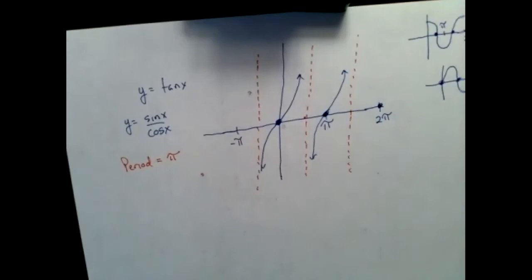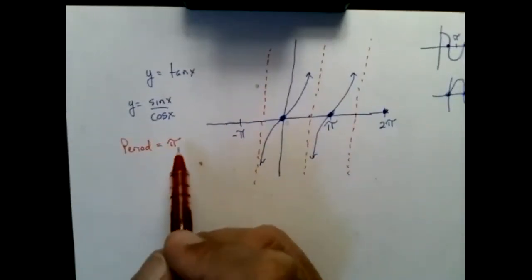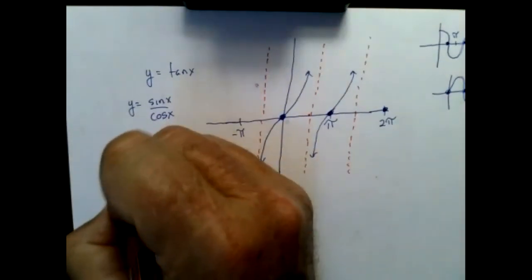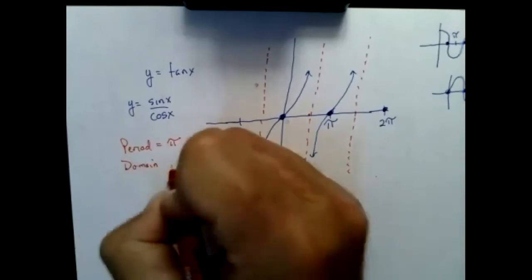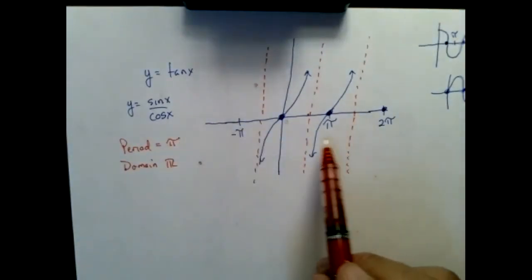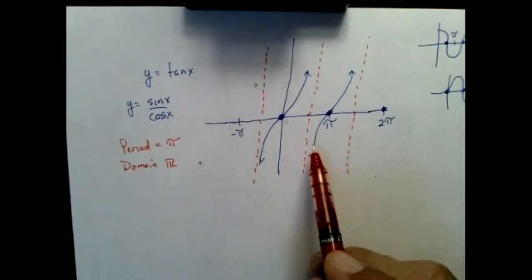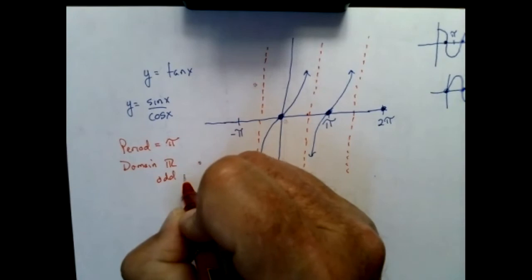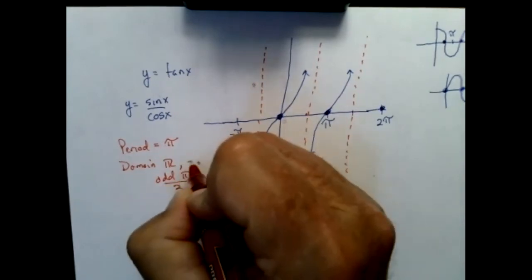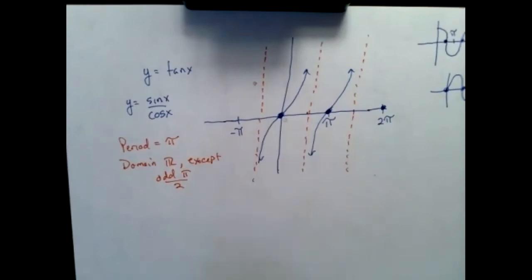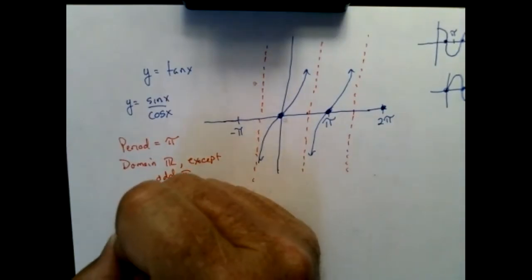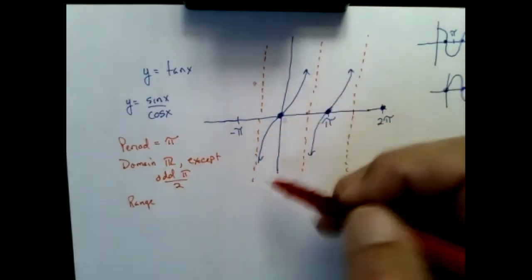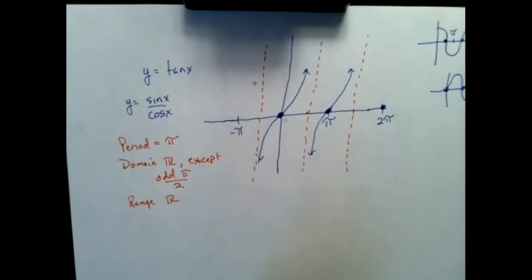Pi. Pi, thank you. It's going to be pi. So we would be using pi over b in that situation. If I had to write the domain, it's going to be all real numbers except these guys, and that was pi over 2. That's all the odd multiples of pi over 2. And the range is going to be all real numbers.